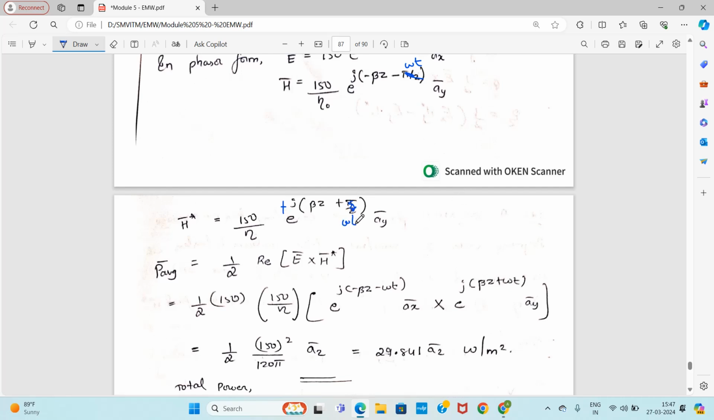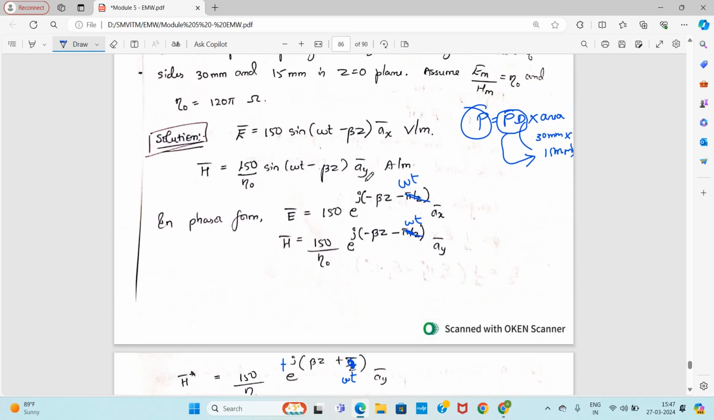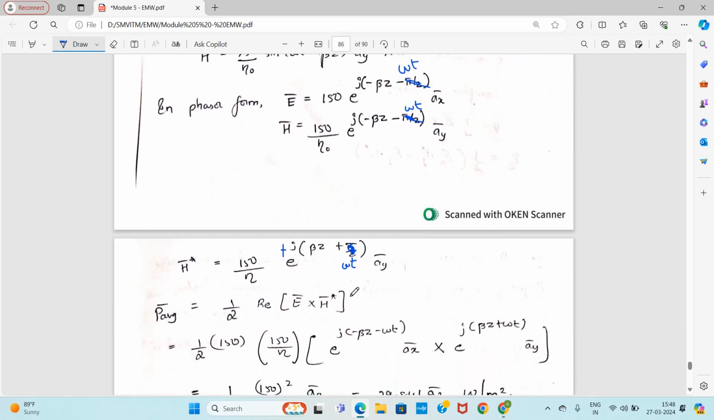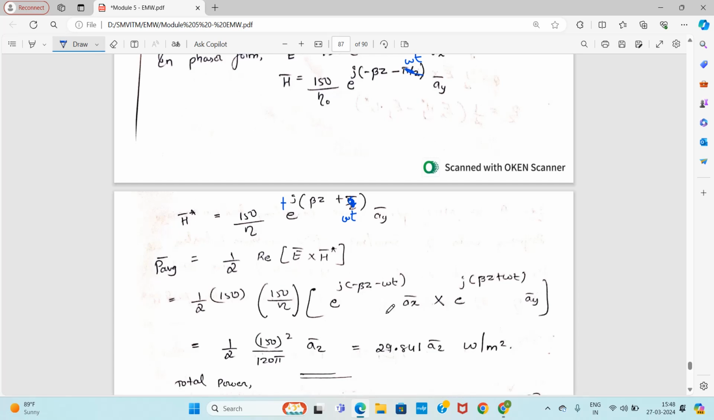Okay, it is also omega t. So initially for E it is minus beta z minus omega t. Conjugate of that will become plus beta z plus omega t. Then take the cross product of these two. Now you see this is positive, this is negative, so both of them will get cancelled. Ax cross Ay is Az, and only this much magnitude is multiplied. So finally you're going to get the power density as this.